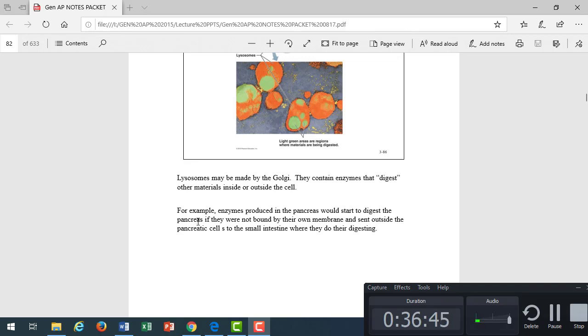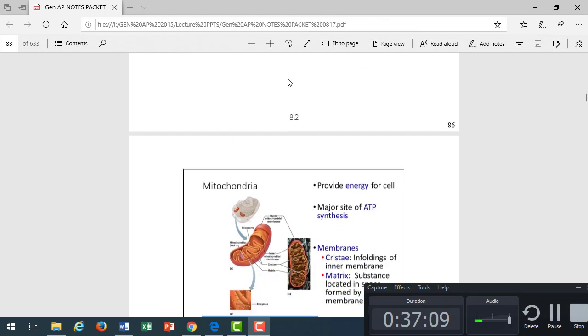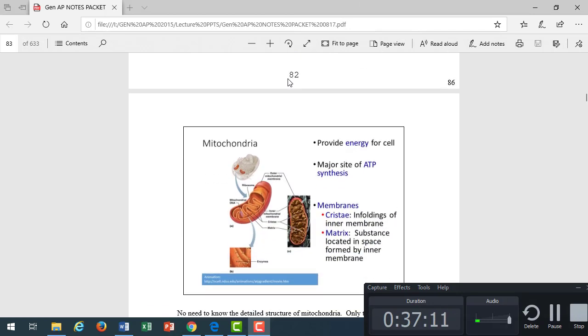So the pancreas, for example, secretes digestive enzymes, not to the blood, but to the pancreatic duct. And the pancreatic duct takes it to the common bile duct, which takes it to the duodenum, which is the first part of the small intestine, and that's where a lot of our digestion occurs, with the help of those lysosomes from the pancreatic cells. That's why people with pancreatic cancer lose weight very rapidly, because they can't digest food because their pancreatic cells are cancerous and not functioning properly, and they can't absorb nutrients.